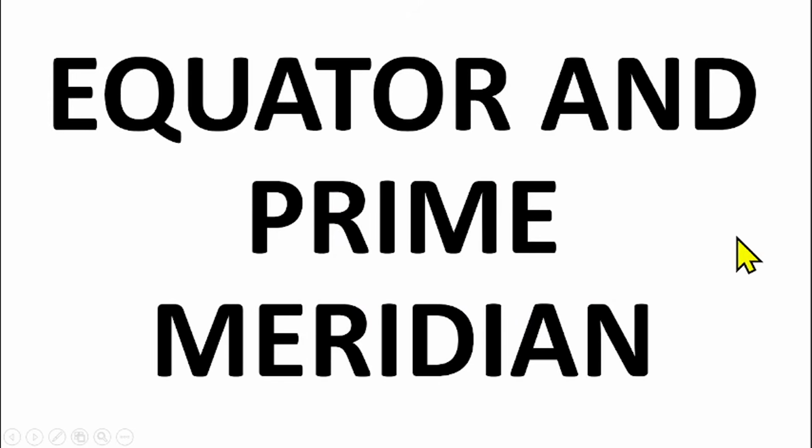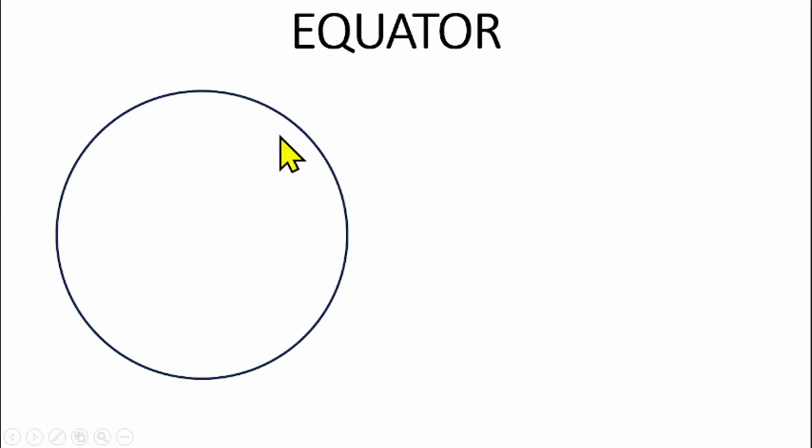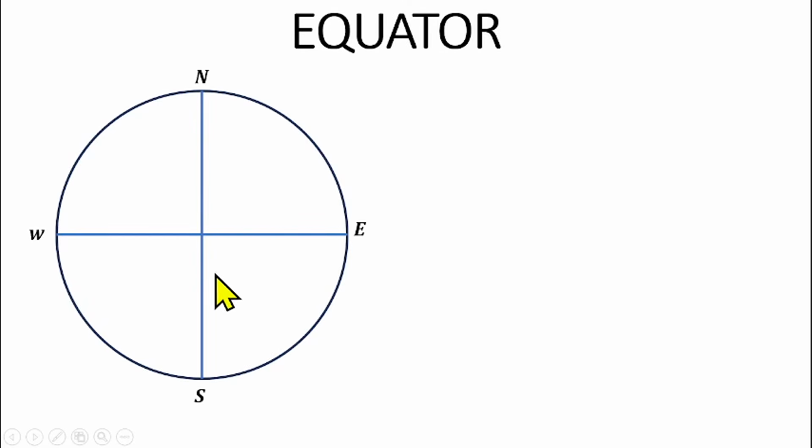Equator and prime meridian. Now to talk about equator, if I have the Earth's surface represented by this circle, and I have the 4 cardinal points represented by the north, west, south, and the east. Now, if I cut the Earth's surface through its center horizontally, like this, I want to ask you, is the line that is formed a line of latitude or line of longitude? I want you to answer the question by yourself. The answer is it's a line of latitude.